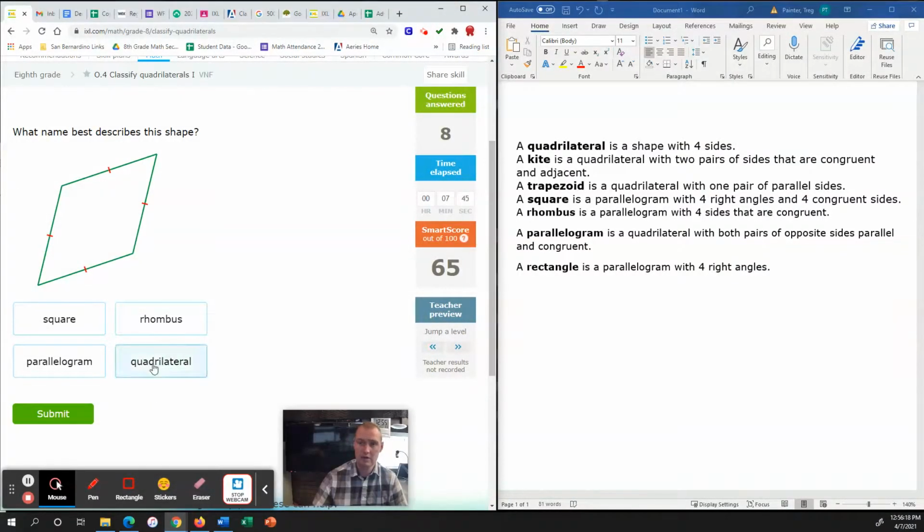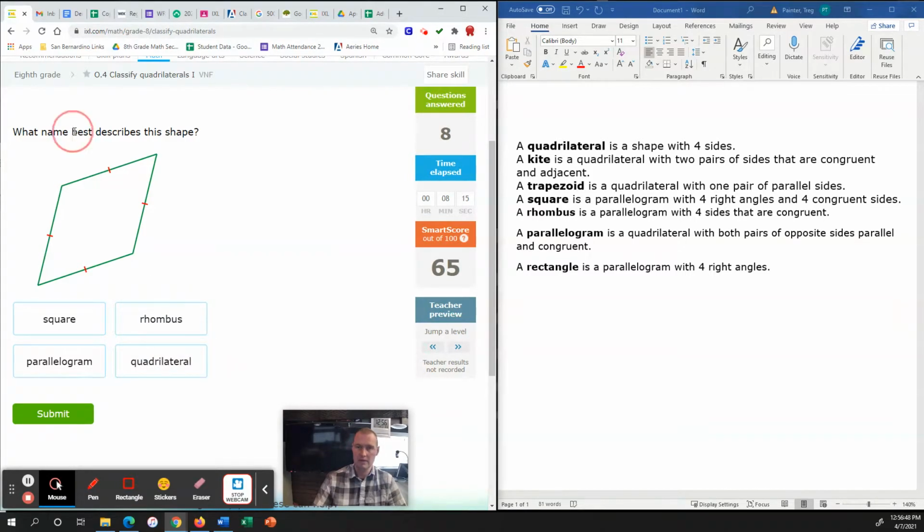Smart score 65, 8 question answer. What name best describes the shape? This is not a square. It is a rhombus because all four sides are congruent. It is a parallelogram because it has both pairs of opposite sides parallel. These two sides are parallel. Top and bottom are parallel. So rhombus and parallelogram are looking good so far. And it is also a quadrilateral because it's a shape with four sides. So we have three options that are potentially all correct.